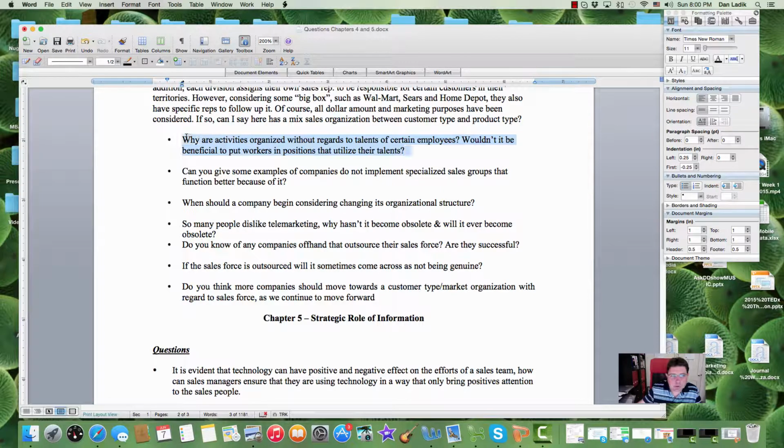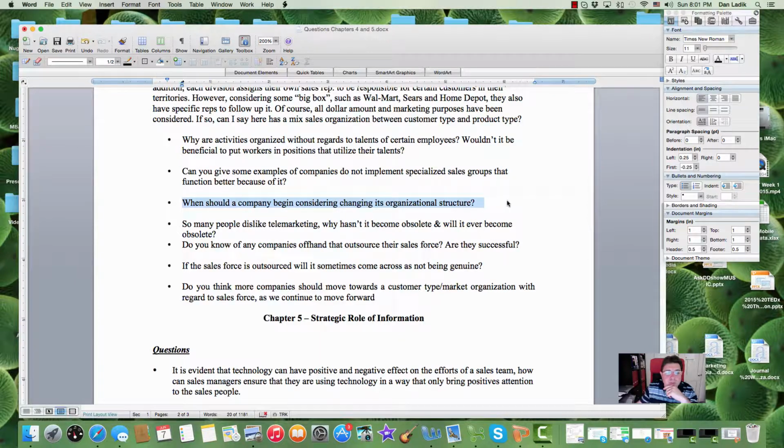But if you want to follow up with me with another question here, I'm not sure what you were asking explicitly. Can you give some examples of companies that do not implement specialized sales groups that function better because of it? I can't think of an example off the top of my head. It is common not to have them. Of all of them, I think geography is the most common of all, just because of travel costs and managing a sales force. It's just easier to manage a sales force by geography.